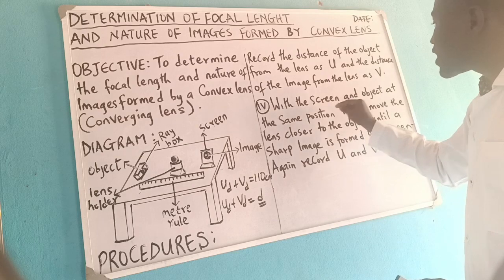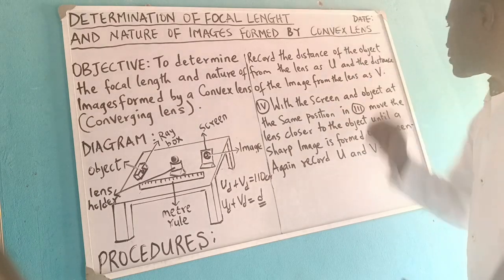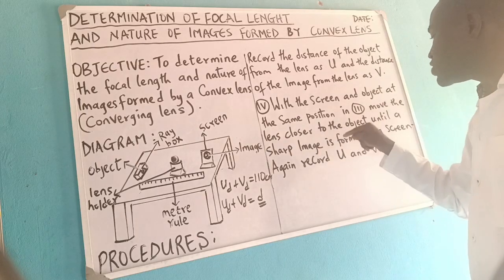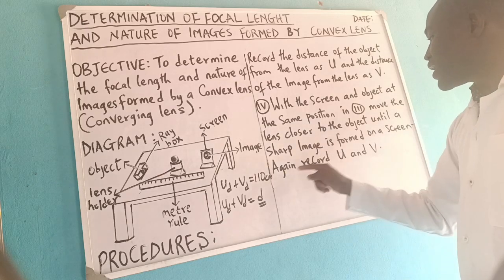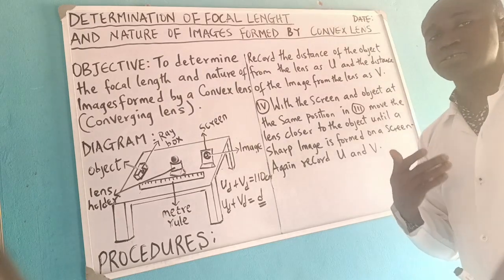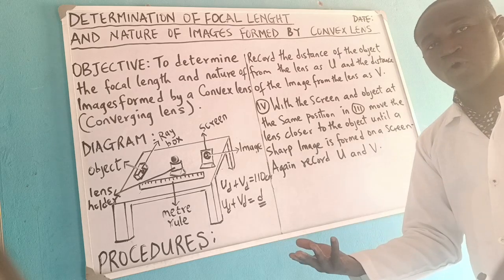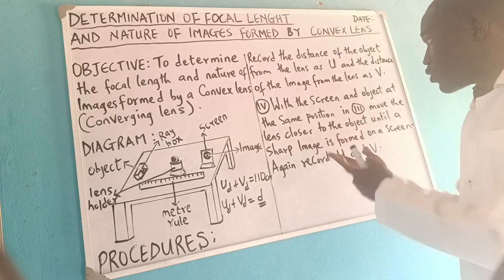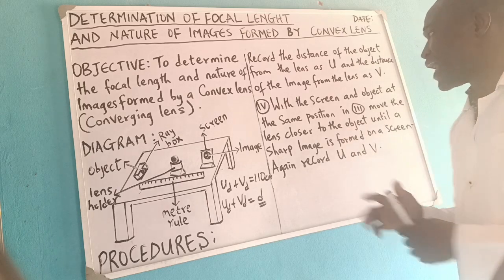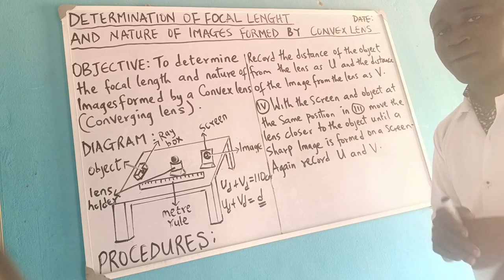Okay. With the screen and object at the same position as in procedure 3, move the lens closer to the object until a sharp image is formed on the screen. Again, record u and v. So the first one we will do, we will get more of a magnified image, and the second one we will do, we will get more of a diminished image. We will see it as we proceed. Now, as we said, we are not going to perform this experiment. We want to see how to go about it.